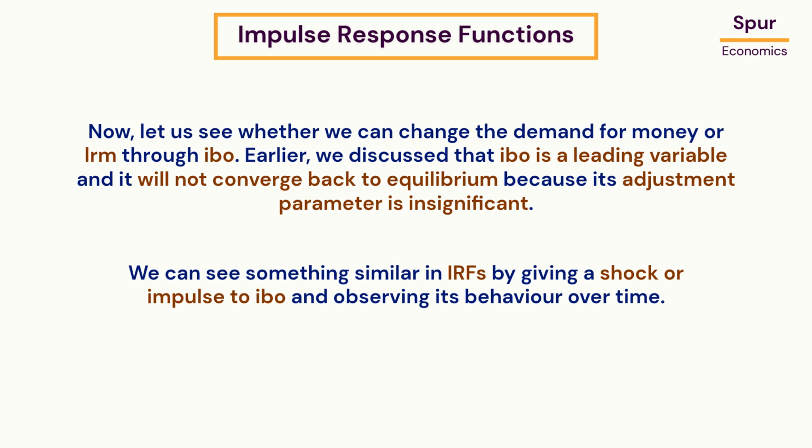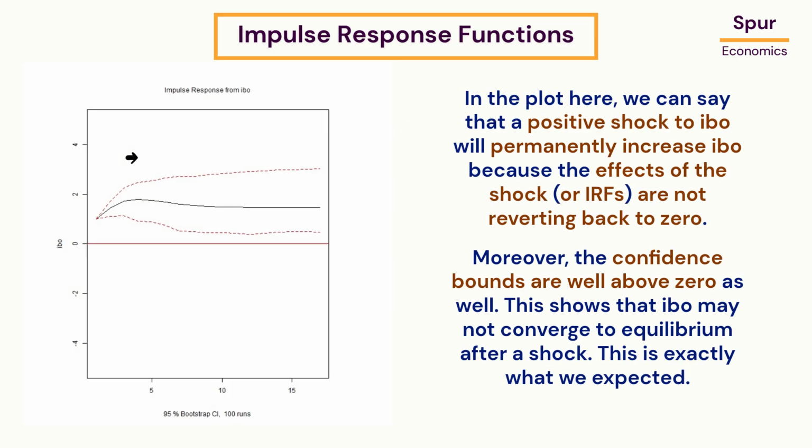Now, let us see whether we can change the demand for money or LRM through IBO. Earlier, we discussed that IBO is a leading variable and it will not converge back to equilibrium because its adjustment parameter is insignificant. We can see something similar in IRFs by giving a shock or impulse to IBO and observing its behavior over time. In the plot here, we can say that a positive shock to IBO will permanently increase IBO because the effects of the shock are not reverting back to 0.